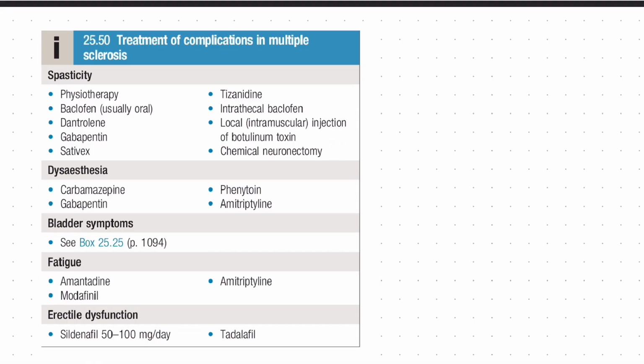Now, dysesthesias can be treated by carbamazepine, gabapentin, phenytoin, amitriptyline. Bladder symptoms, as already discussed, could be treated with drugs. Fatigue with amantadine, modafinil, amitriptyline, and erectile dysfunction can be treated with sildenafil and tadalafil.